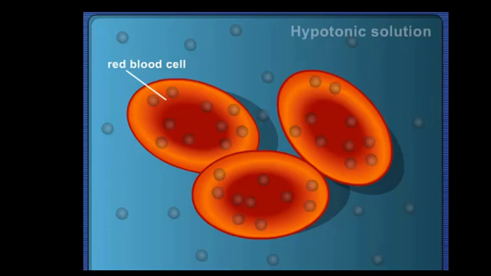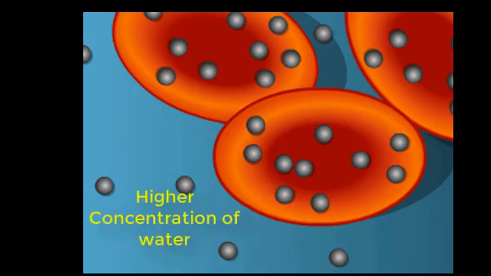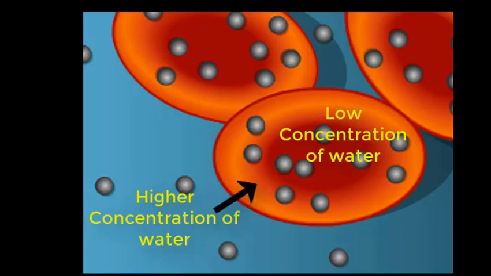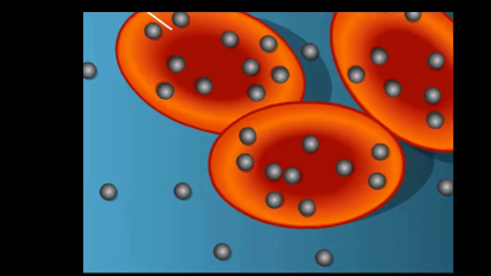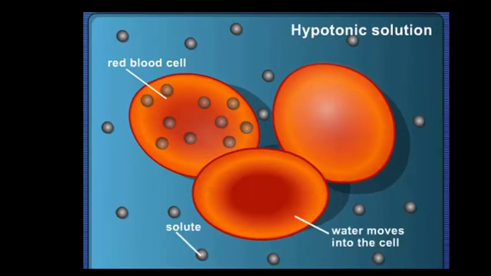However, we can set up the scenario in the opposite way. On the outside of the cells, we have fewer dissolved substances, so we're going to have a higher concentration of water. And on the inside of the cell, we have more solutes, so we're going to have a lower concentration of water. Because of this concentration gradient, the water is going to move from the outside of the cell to the inside of the cell. This is going to fill the cell up with water, and as a result, the cell will swell up and then eventually burst.